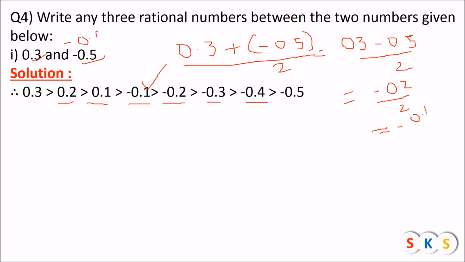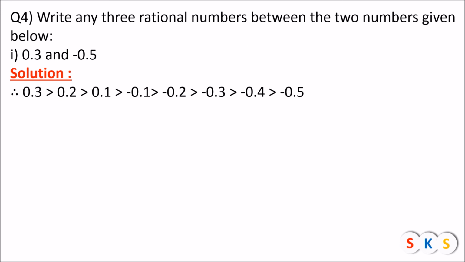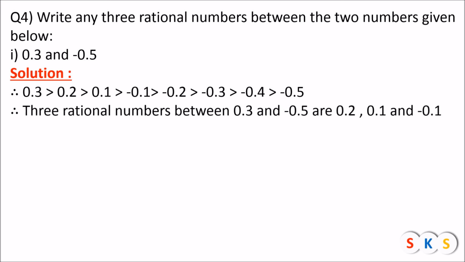In the same way, you can add minus 0.1 and minus 0.5 and divide by 2. In that way you can find all rational numbers between those two numbers. So three rational numbers between 0.3 and minus 0.5 are 0.2, 0.1 and minus 0.1. Similarly, here we have the next question, minus 2.3 and minus 2.33. Let's see the solution of this question.